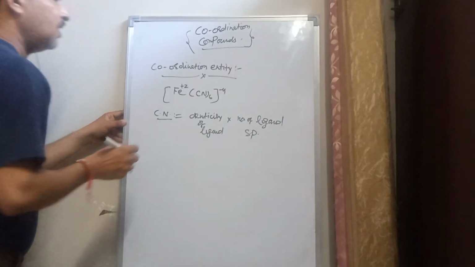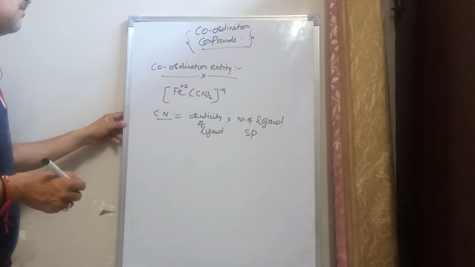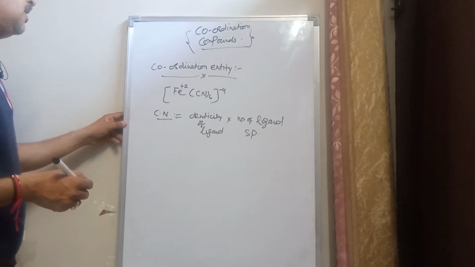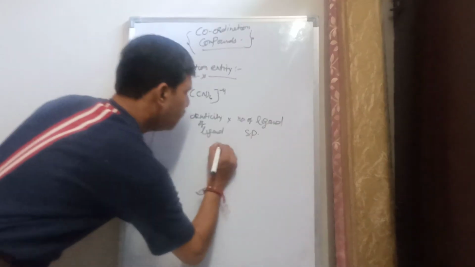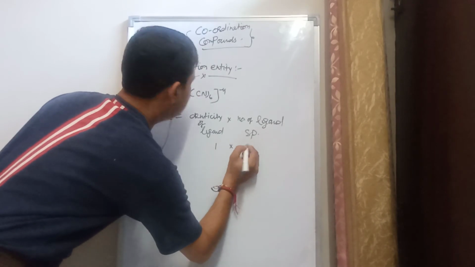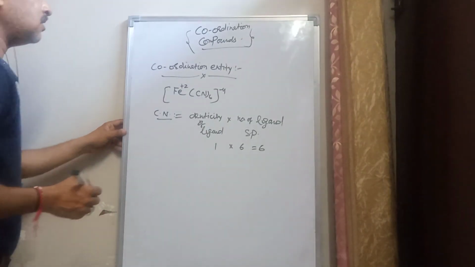For example, here we are observing one important thing: CN minus has one coordination entity or one coordinating site. So denticity of ligand is 1 and number of ligand species is 6. So what do we have? 6 will be its coordination number.